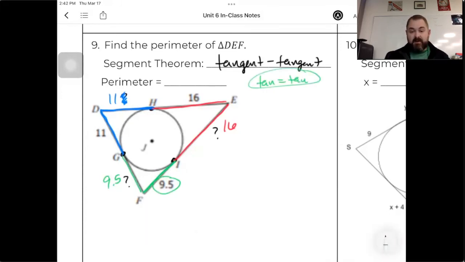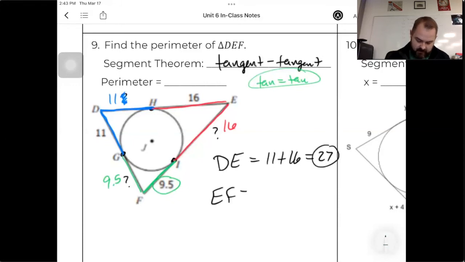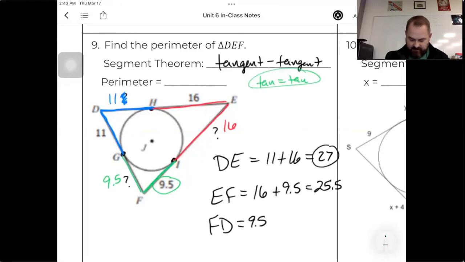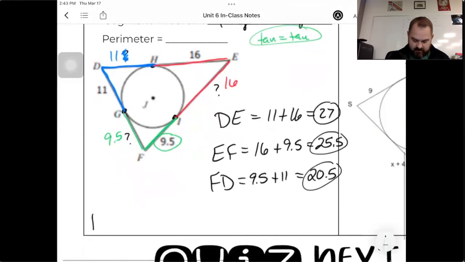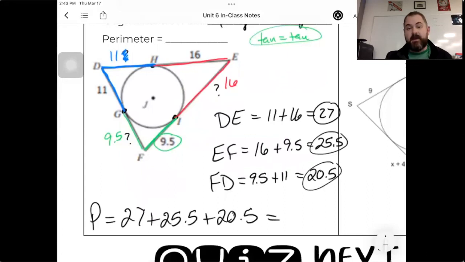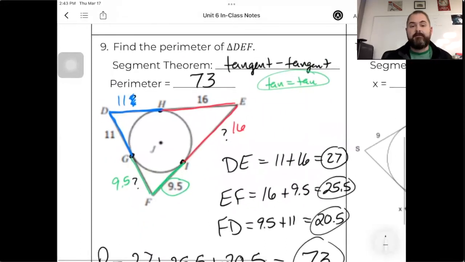So the sides that make up my triangle are DE, which is 11 plus 16, or 27, and EF, which ends up being 16 plus 9.5, which is 25.5, and FD, which is 9.5 plus 11, or 20.5. So if I add all three of those together, that gives me my perimeter. And when I do add those three numbers, I get the total of 73. So the perimeter of that triangle is 73.